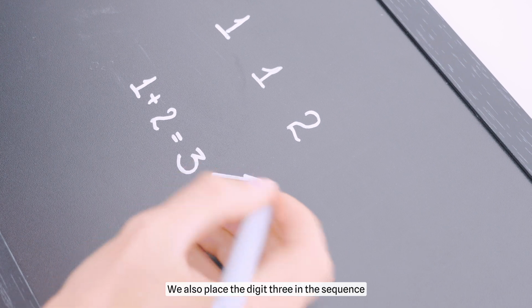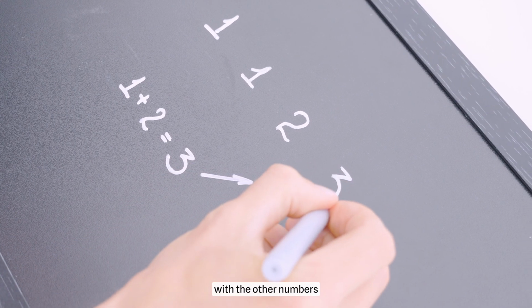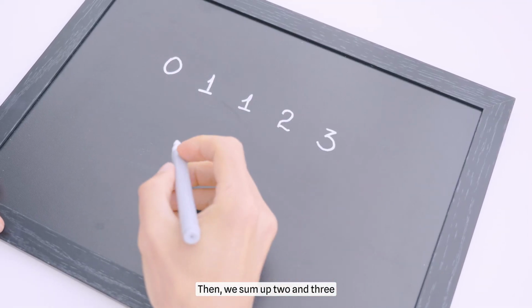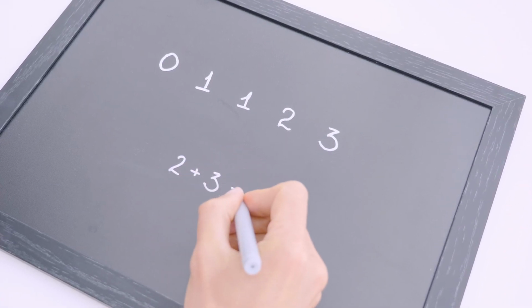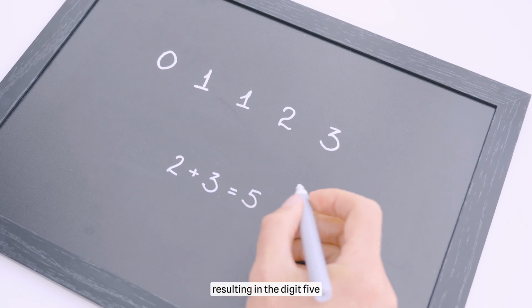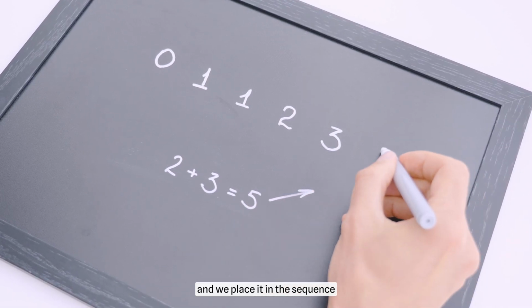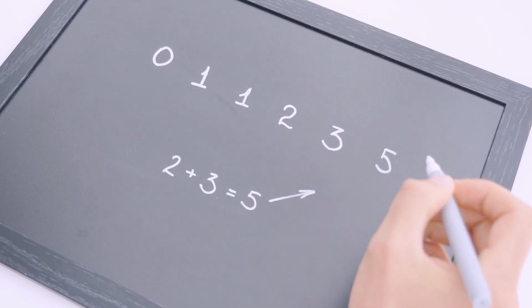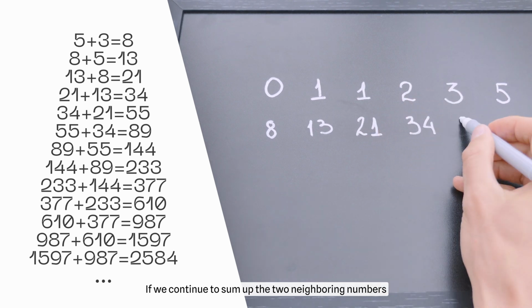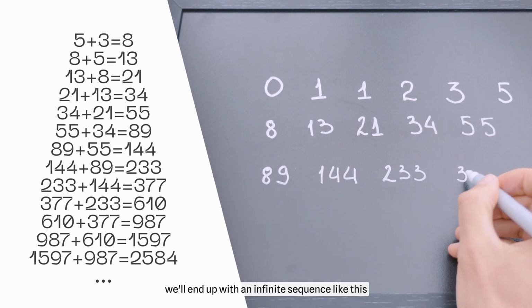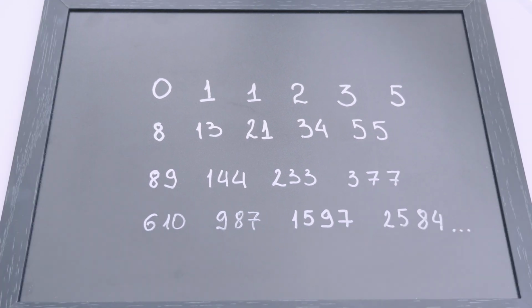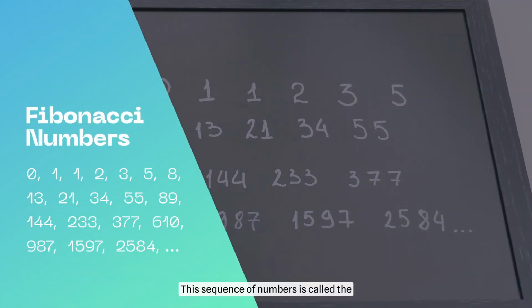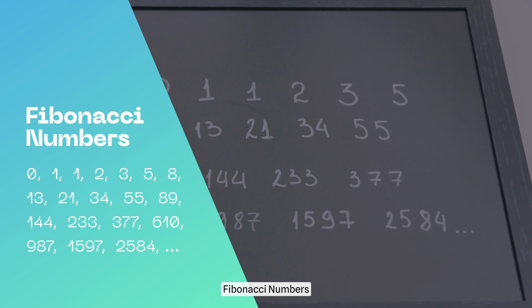We also place the digit 3 in the sequence with the other numbers. Then we sum up 2 and 3, resulting in the digit 5. And we place it in the sequence with the other numbers as well. If we continue to sum up the two neighboring numbers, we'll end up with an infinite sequence like this. This sequence of numbers is called the Fibonacci numbers.